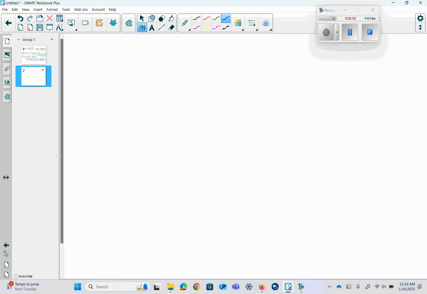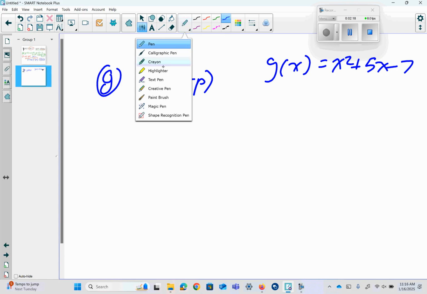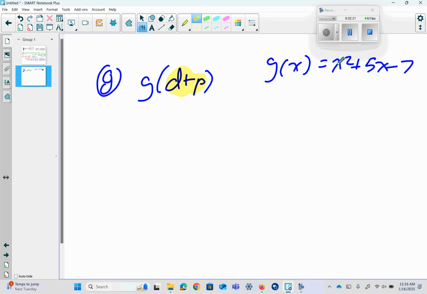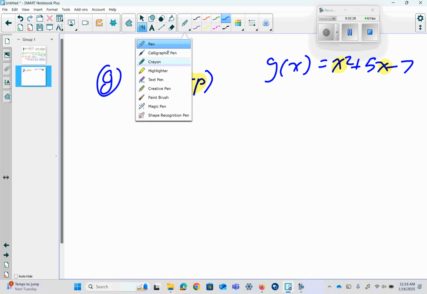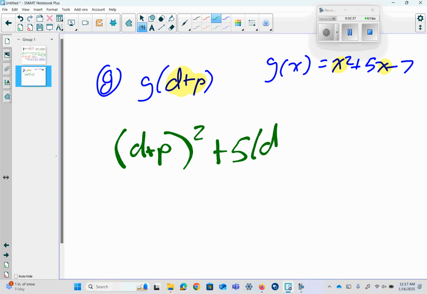Everyone okay? So number 8, they would like us to do g of d plus p, which means my g at x equation was x squared plus 5x minus 7. So I'm going to take d plus p and replace it there and there. But then I have to use the arithmetic to make it a little bit better. All right, so I have x squared, which is going to be d plus p in there, plus 5 parentheses d plus p minus 7.